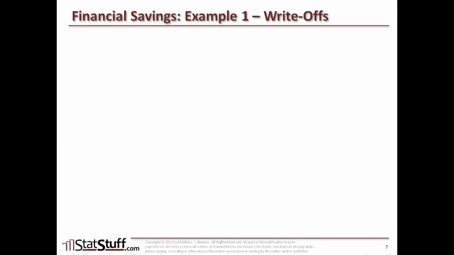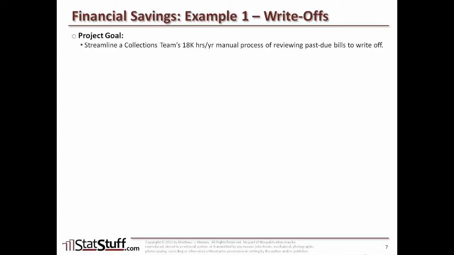This first example is for a project that I worked where we're trying to reduce the amount of time spent in handling write-offs. So basically the project goal was to try to streamline this collections team that was spending 18,000 hours a year working through a manual process of reviewing the past due bills to figure out which ones they need to write off. So it's really a lean type of project.